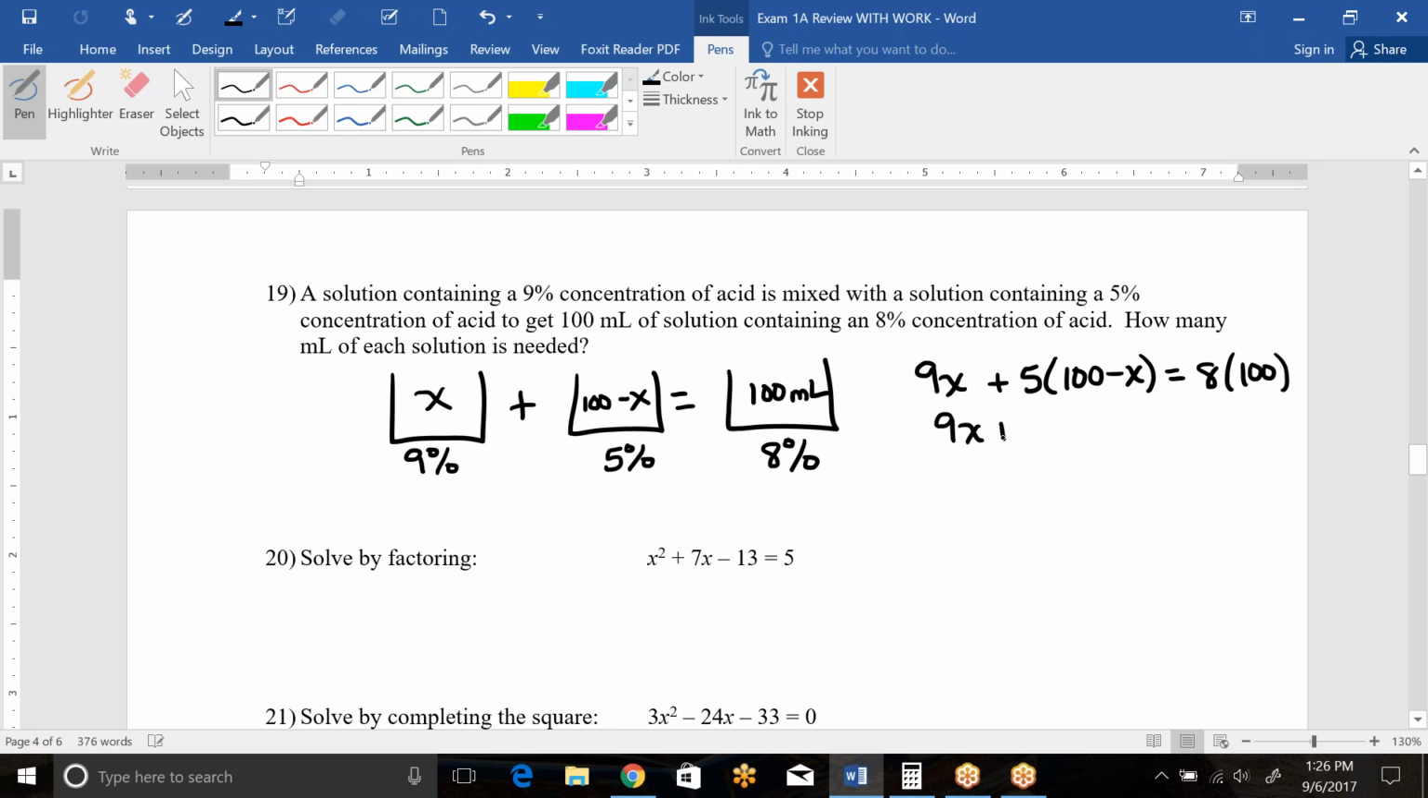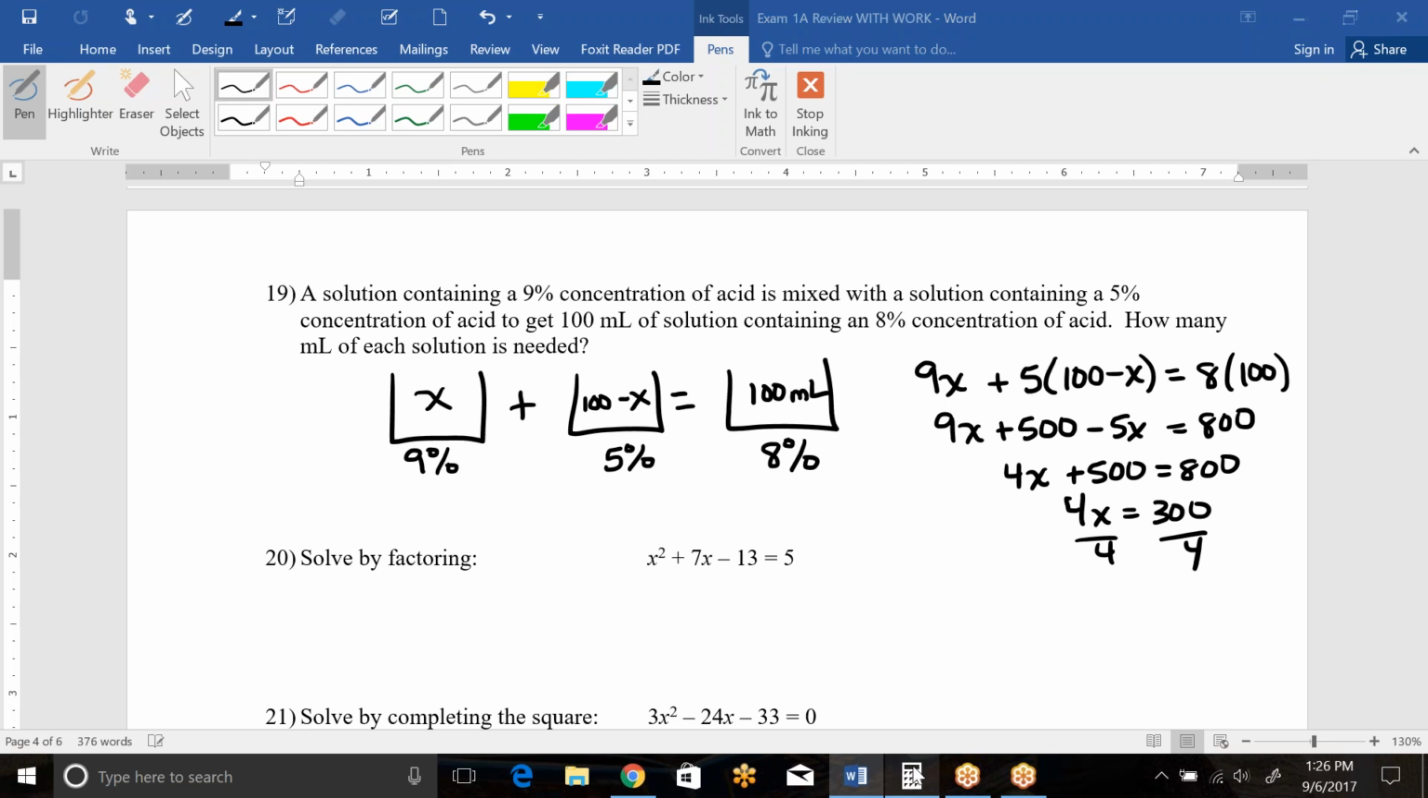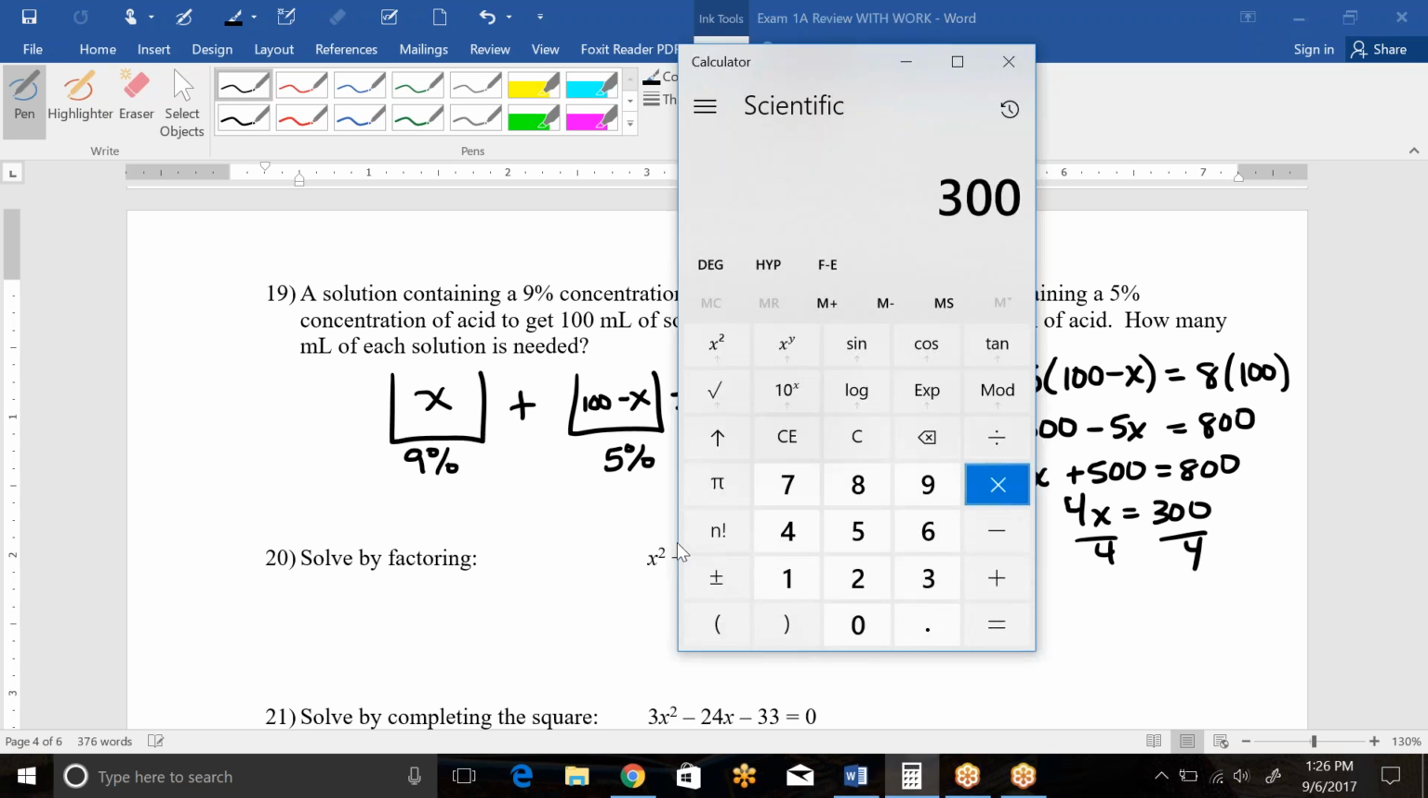So this would be 9x plus 500 minus 5x equals 800. That's going to be 4x plus 500 equals 800. Subtract the 500 and get 300 on the right side, and then divide by 4. So let's see what that comes out to. So 300 divided by 4 is 75.